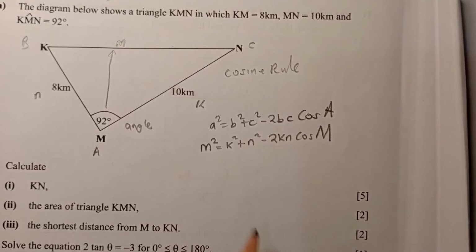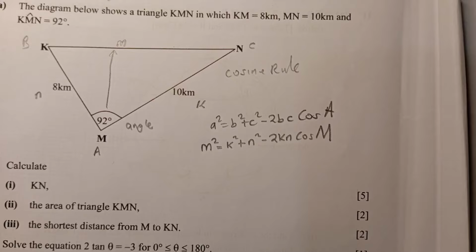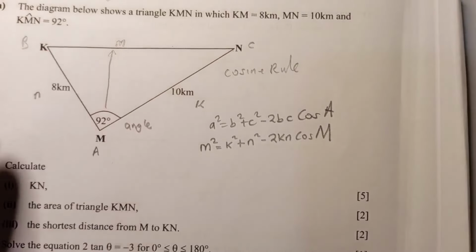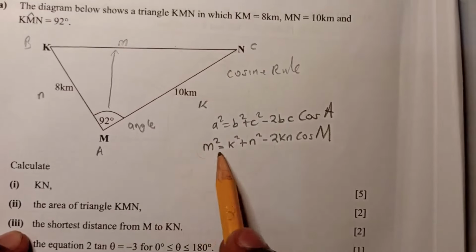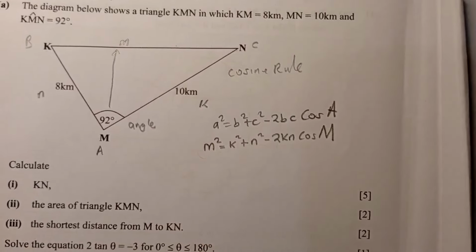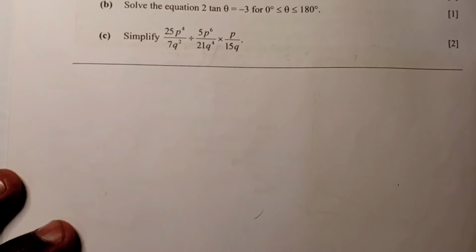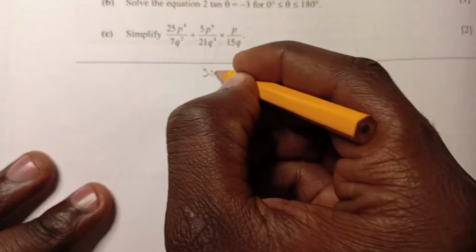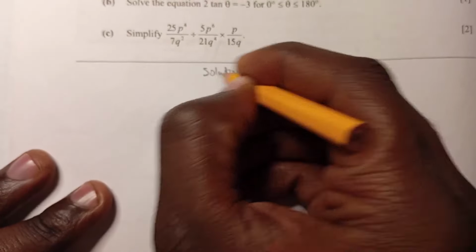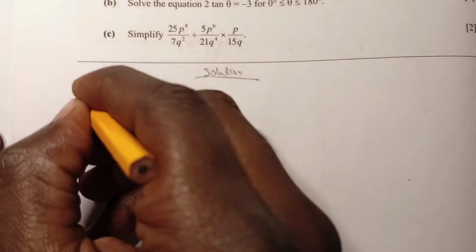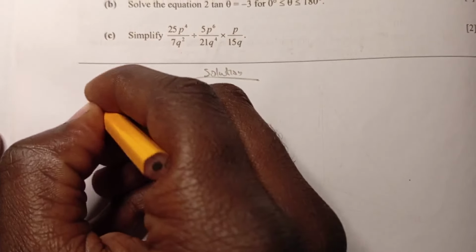So now we can use this formula and then we'll find it. So KN here is simply the m that we are finding here. So we're going to solve it from here. Solutions. Calculate KN.